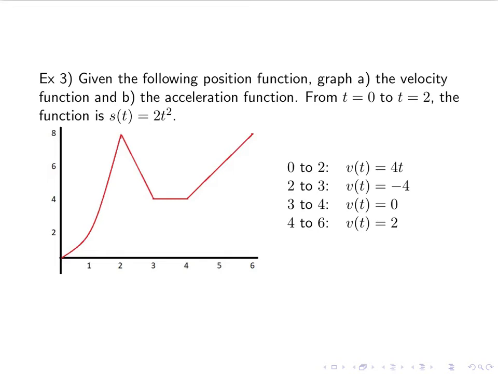So from 0 to 2, we have that quadratic, so its derivative is itself a line, 4t. And then from 2 to 3, we have our decreasing line, so its derivative is negative, and it's -4. From 3 to 4, it's a horizontal line, so the derivative is 0. And then from 4 to 6, it's an increasing line, and its derivative, its slope, is 2.